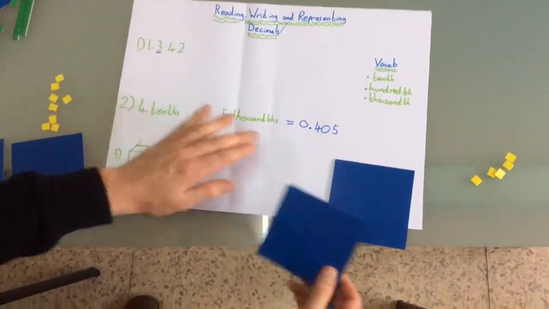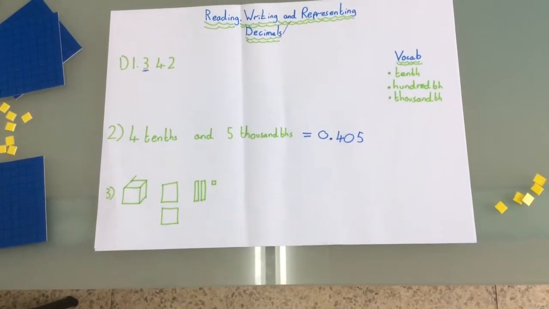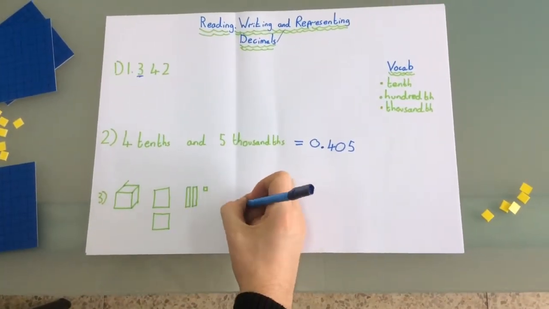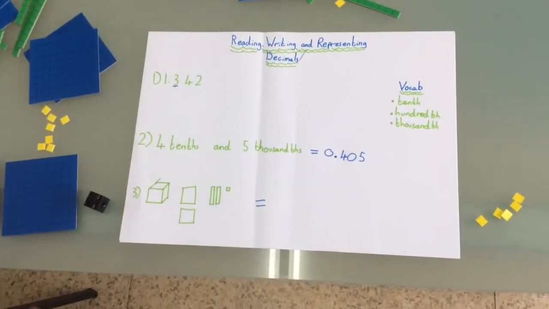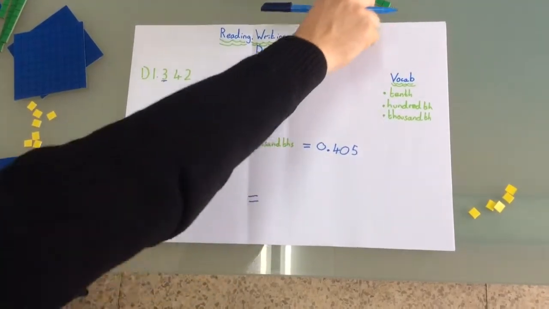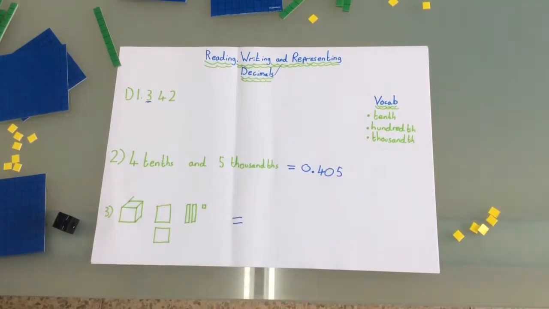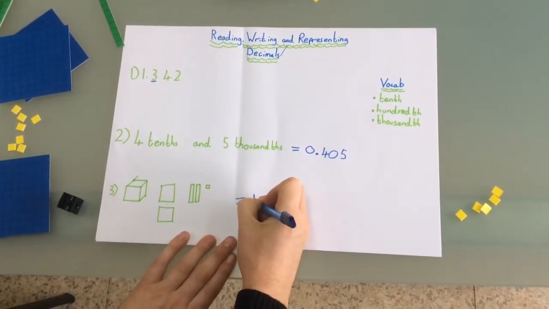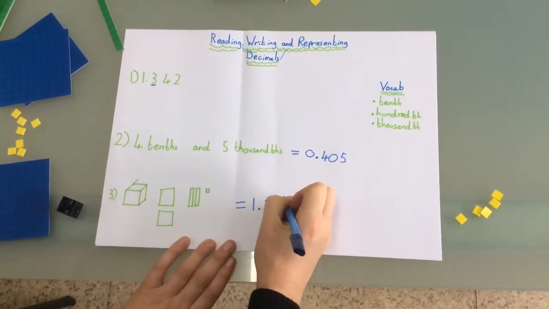Here's my final one. Well, in this one, rather badly, but I've drawn a decimal. And I want to write what number I have here. Well, I have 1 whole one, 2 tenths, 2 of my hundredths, and 1 of my thousandths. So my decimal will be 1 whole one, 1.221.